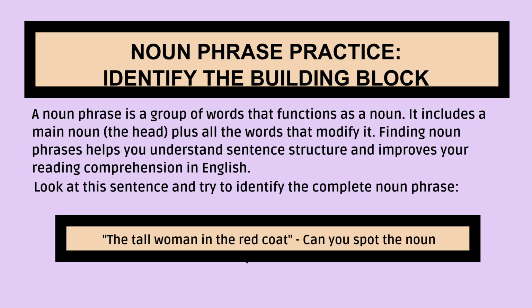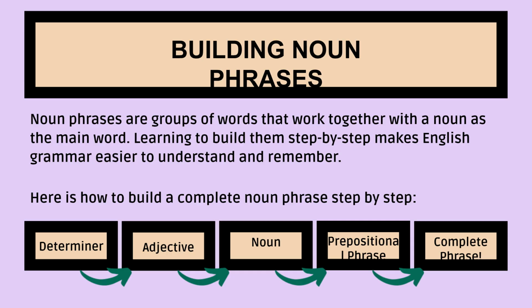Now consider this example: the tall woman in the red coat. This entire group of words forms a noun phrase. Building noun phrases step by step is simple. Start with a determiner, add an adjective, include a noun, and then expand with a prepositional phrase if needed.